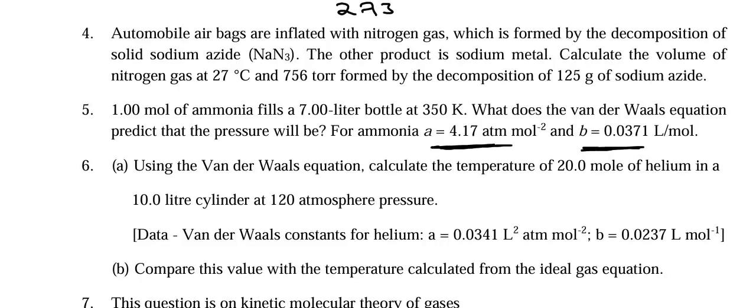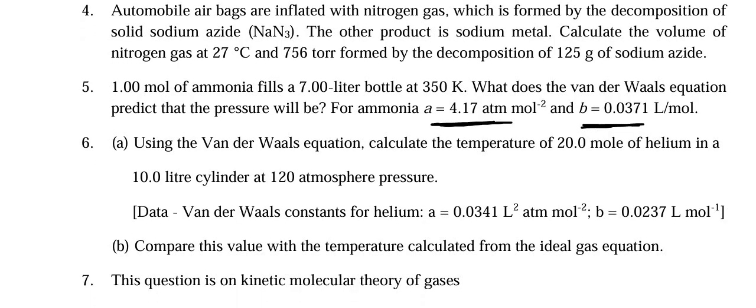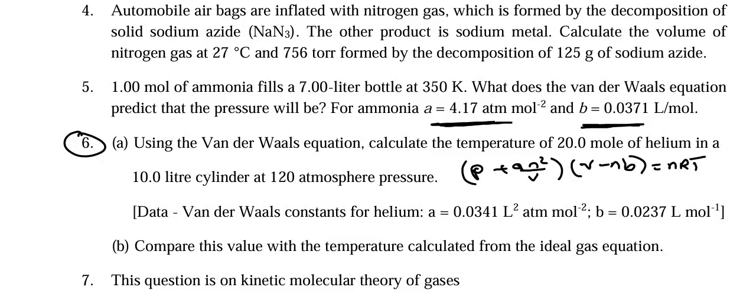So the same applies to the next question. The next question is also the same. They've given you the constants as well, so you can just attempt this. They're saying calculate the temperature. Now we're looking for T in the same equation. This guy here, you have to get used to it. This is going to be (V minus nb) is equal to nRT. We're looking for T. Everything else has been given.